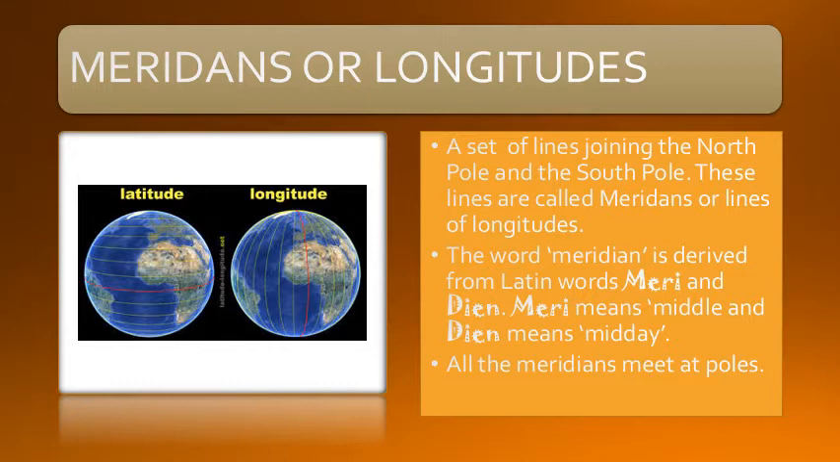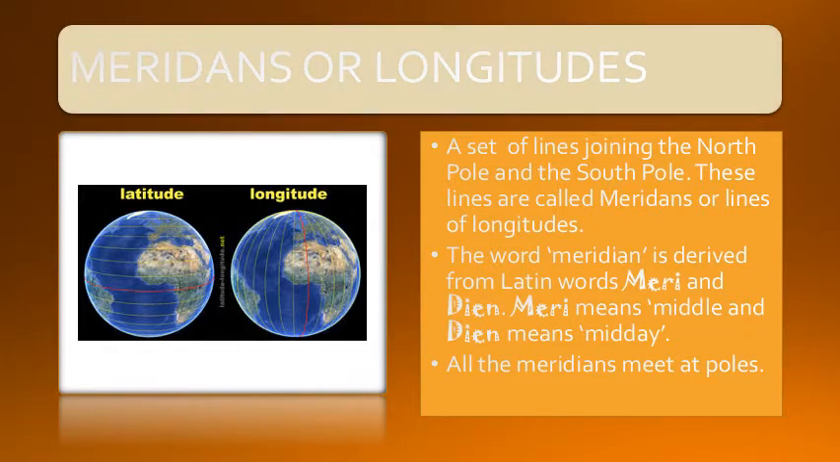You all know the Earth is like a sphere. It is slightly bulging at the equator and flattened at the poles. The imaginary lines running from west to east, which are parallel to the equator, are called parallels. These are the horizontal lines, whereas the imaginary lines running from north to south, which join the poles, are called meridians.